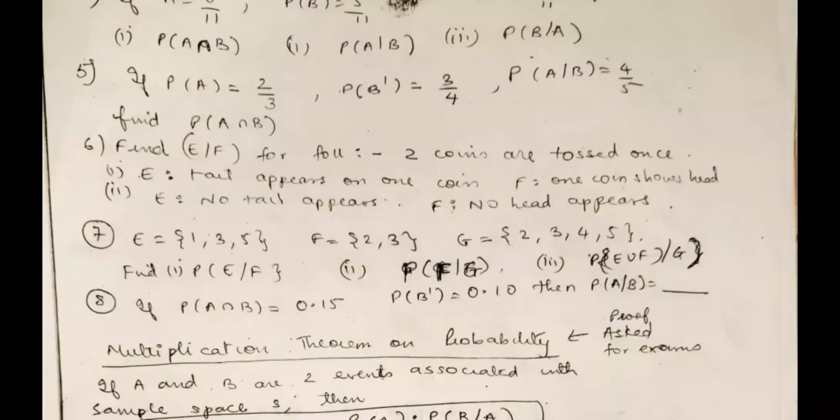Question number 6. Let me share the slide. Question number 6 is: there are two coins which are tossed at once. E is that tail appears on one coin, and F is that one coin shows head. Again, there are two events given, so we have to find E upon F for both the problems.